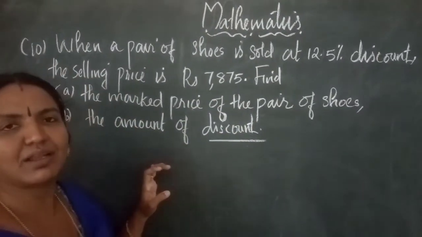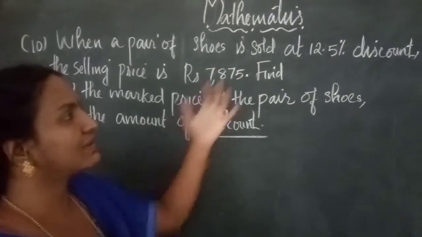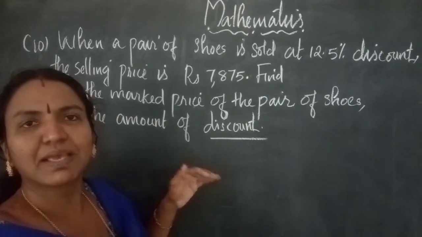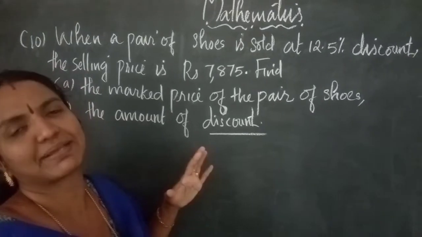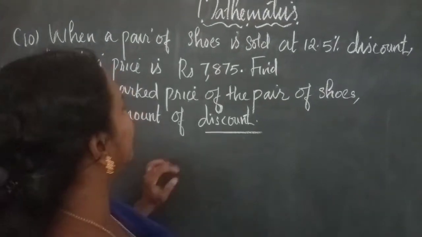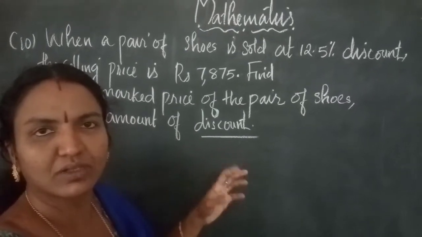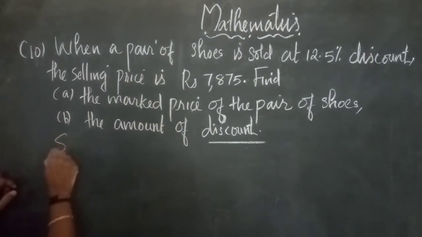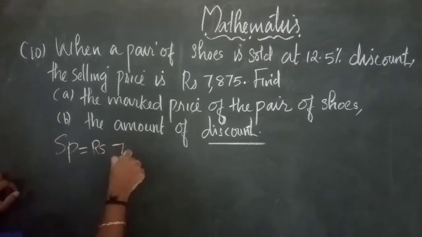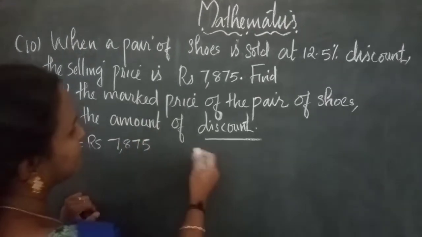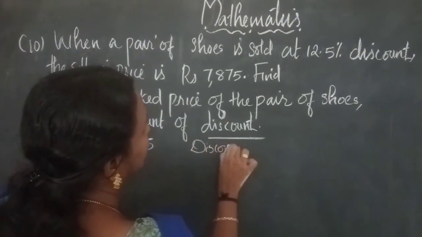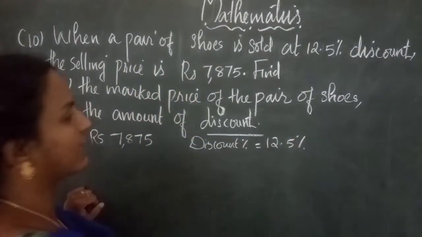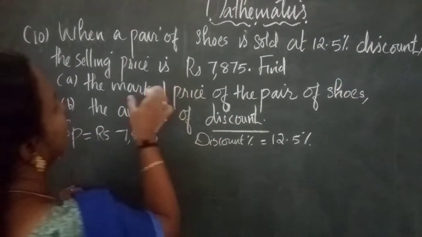First we have to find the market price. We already learned about market price. How to find market price using these things? Selling price is equal to market price into 100 minus percentage discount. After that, we have to find the discount. Discount is equal to MP minus SP. So SP is equal to rupees 7,875. Then discount percentage is equal to 12.5%. Then option A, we have to find the market price.